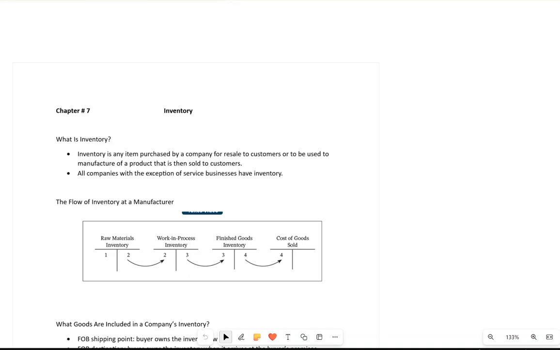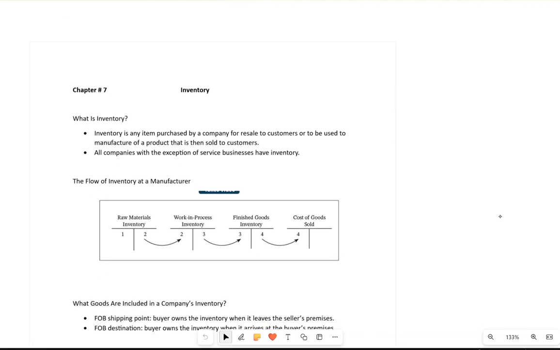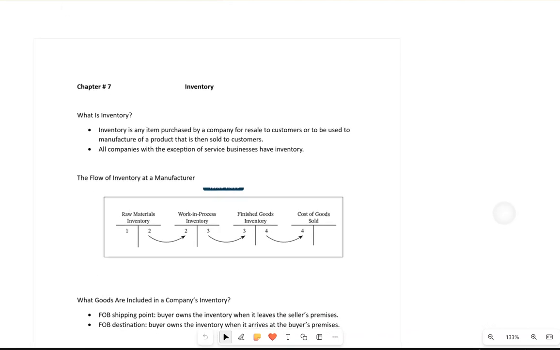Today's recording is an introduction to inventory. What is inventory? We are going to talk about chapter 7, and 7 is inventory. Again, this is the introduction to accounting. In that course, we have inventory.